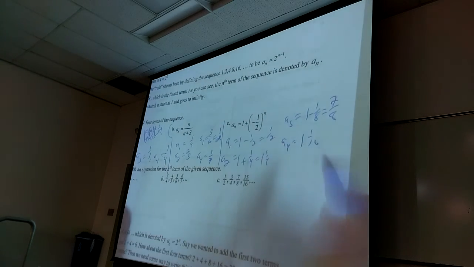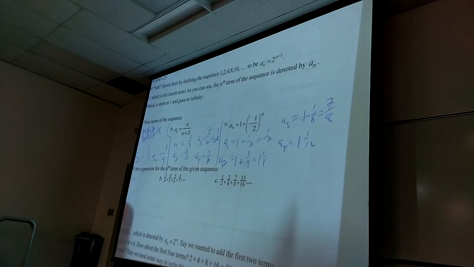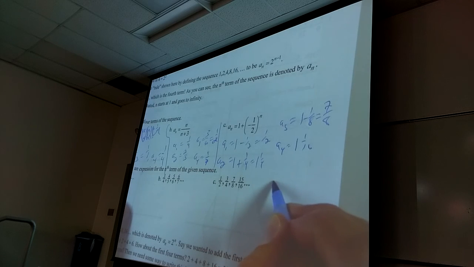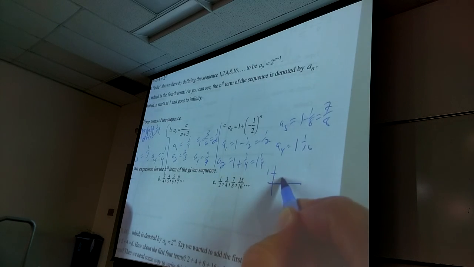Now this is, let me see if you guys can see this one. This is kind of neat. So when I put a 1 in, I get 1/2. When I put a 2 in, I got 1 1/4. When I put a 3 in, I get 7/8. When I put a 4 in, I get 1 1/16.